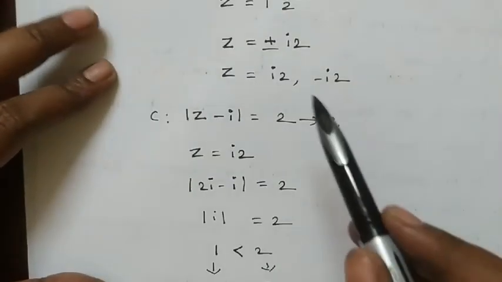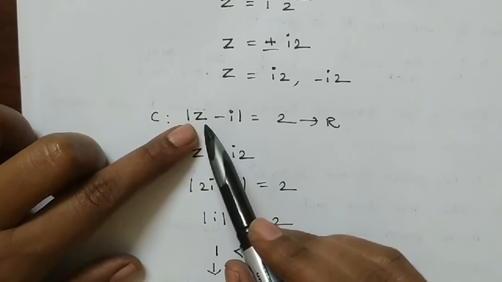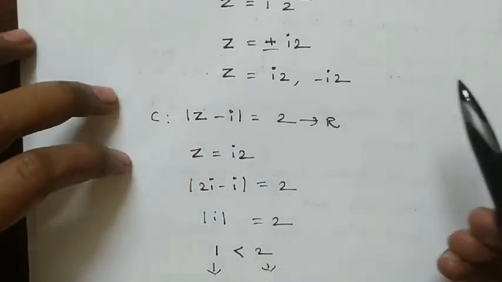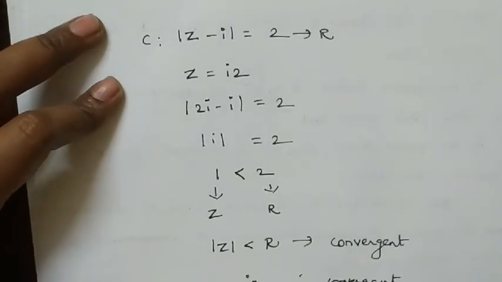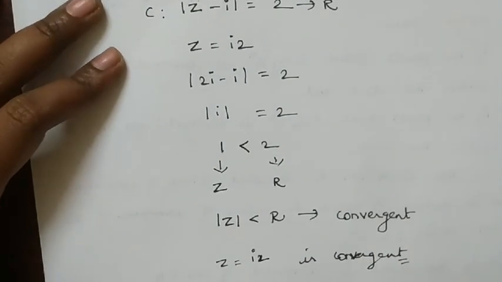Next, you substitute the value z equal to minus 2i, and then you find whether it is convergent or divergent.